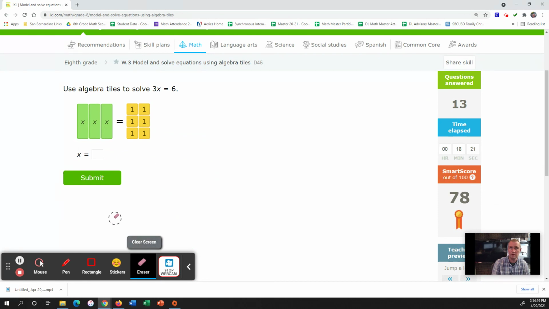We got one more of these. Use algebra tiles to solve 3x equals 6. All right, so notice I do not have the ones on both sides. We only got 3 x's and 1. So what I'm going to do on this one is use something called grouping.